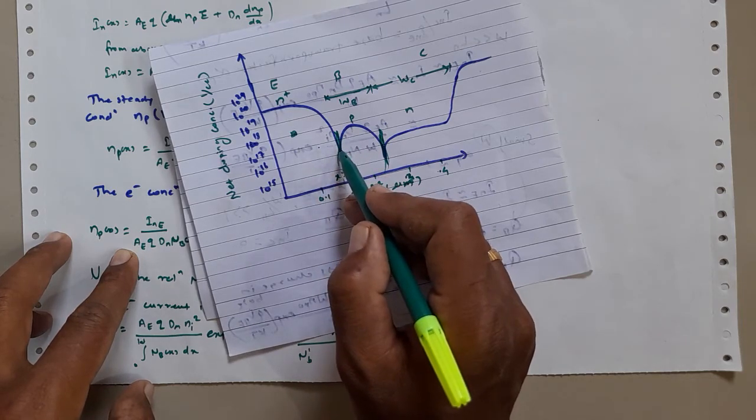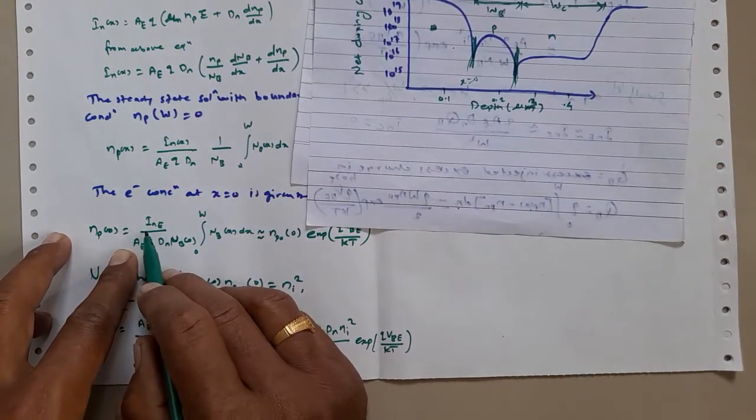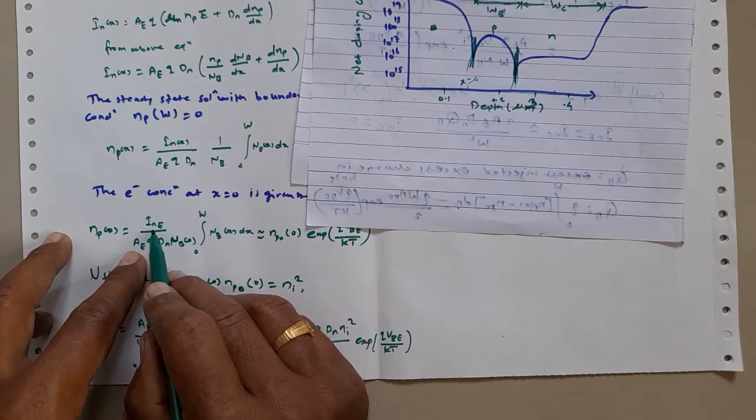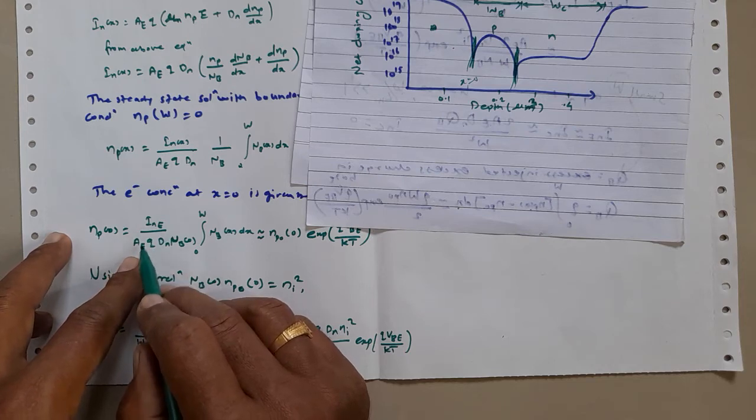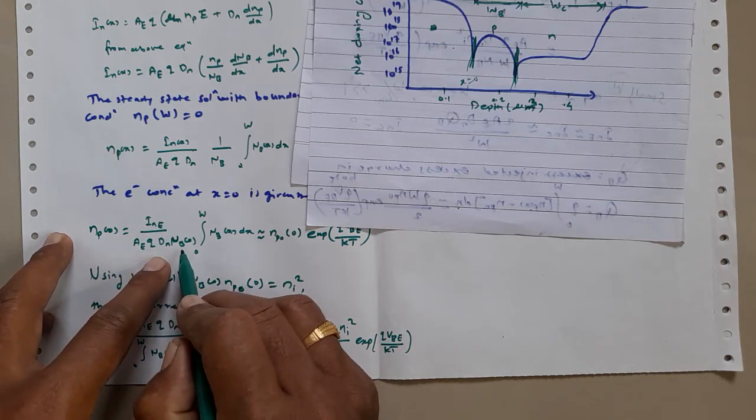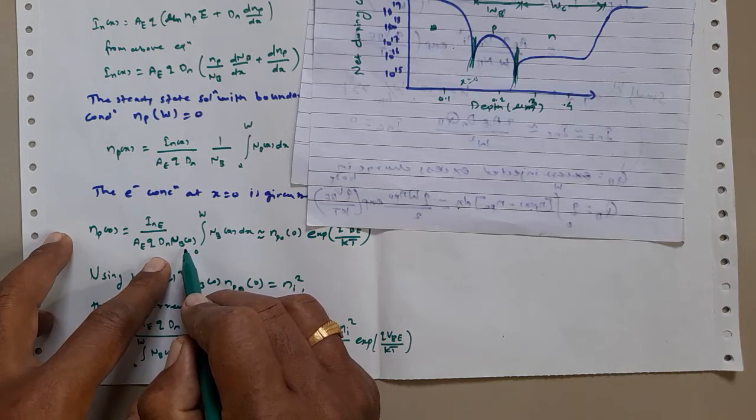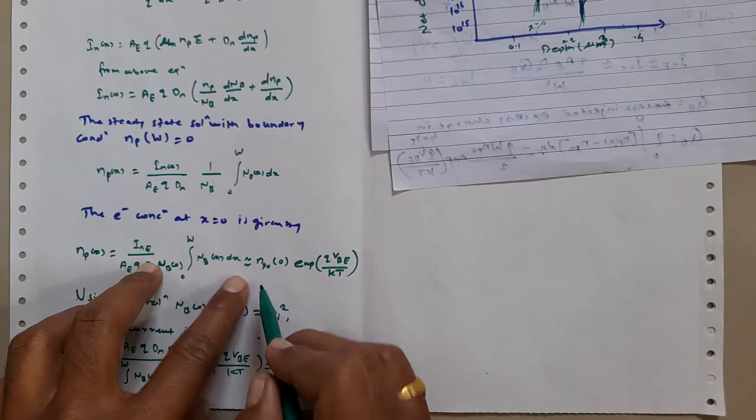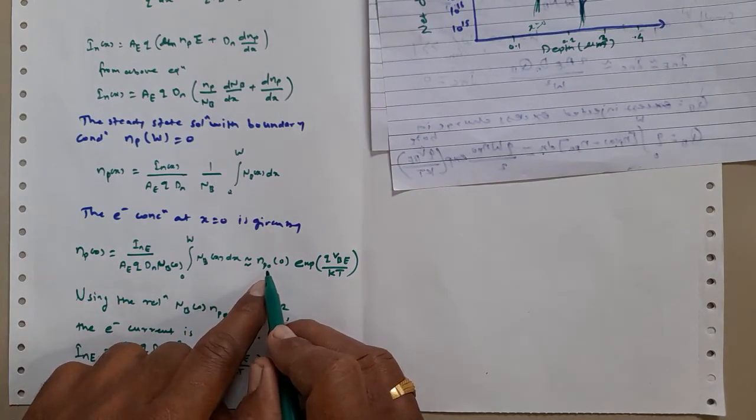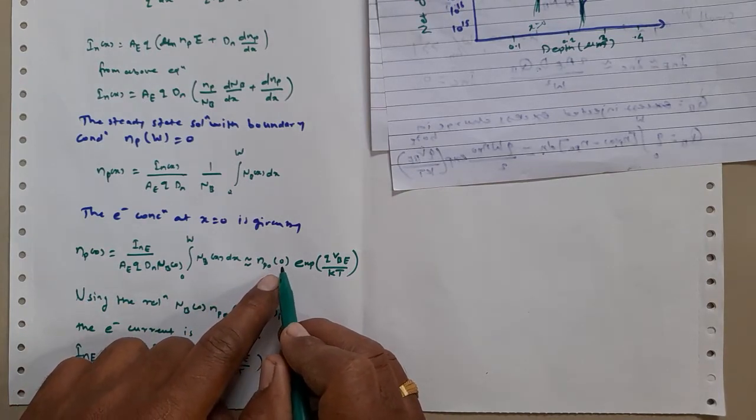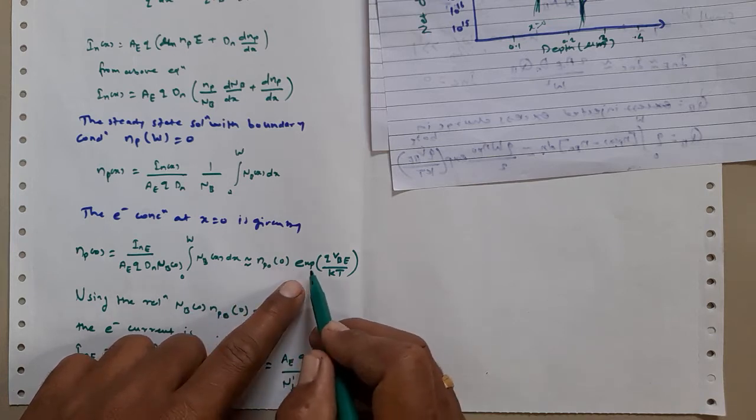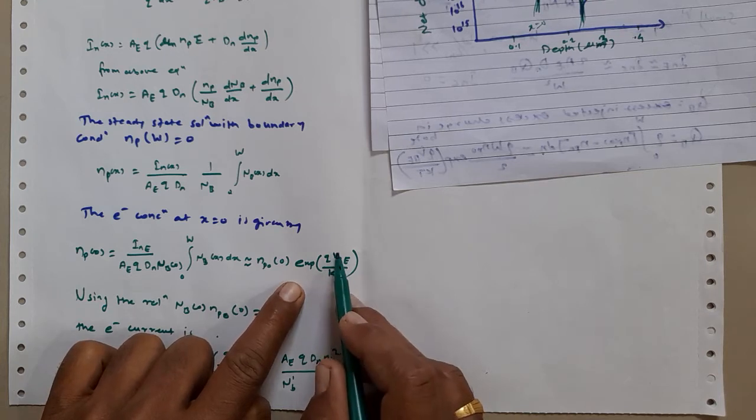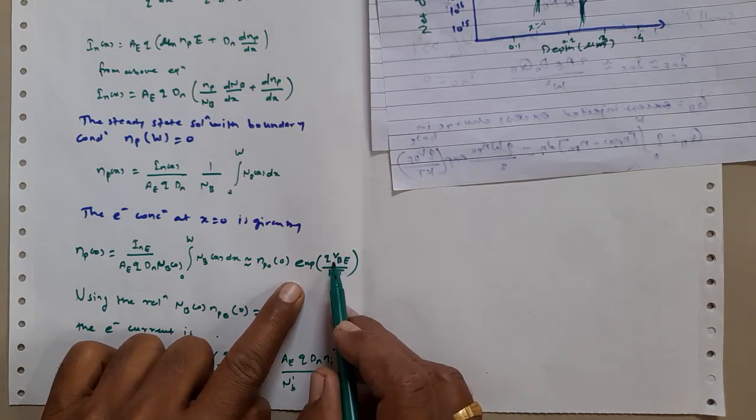So at x equal to 0, we are trying to understand the electron conduction at that boundary. I_nE is equal to A_E q D_n times n_B(0) divided by the integration from 0 to W of N_B(x) dx. This is approximately n_p0(0) times the exponential of qV_BE by kT, where qV_BE is the potential applied between the base and the emitter.